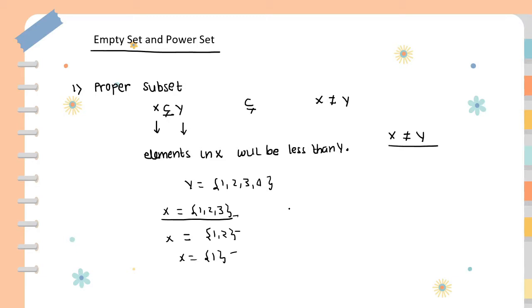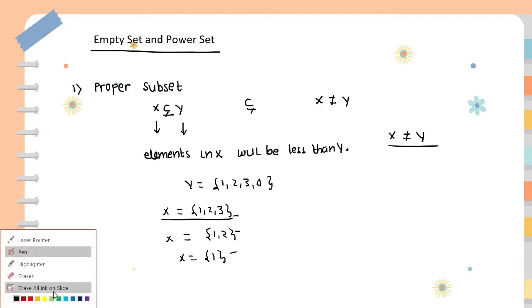So now we are moving to empty set and power set. So let me erase these points. So what is empty set? The empty set is denoted by phi and it means nothing, no element. And power set. So what is meant by power set? Power set means the set of all subsets.